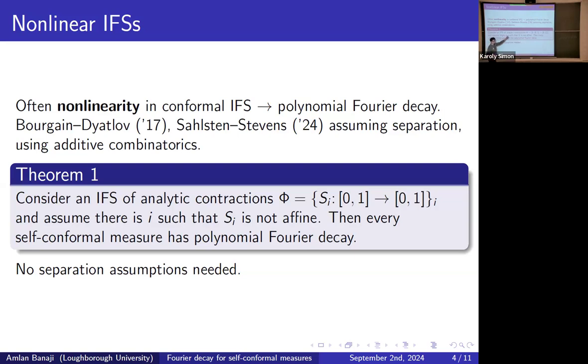Real analytic, yes. So we assume that there's some map which is not affine. So this is the weakest possible nonlinearity condition that you can hope for. But then we assume that all of our maps are analytic, which will somehow tell us that this non-affine map is very non-affine in some sense. And then we can say that every self-conformal measure has polynomial Fourier decay. And obviously one can ask questions about trying to reduce that regularity assumption. But the methods for this fundamentally rely on the IFS being analytic.